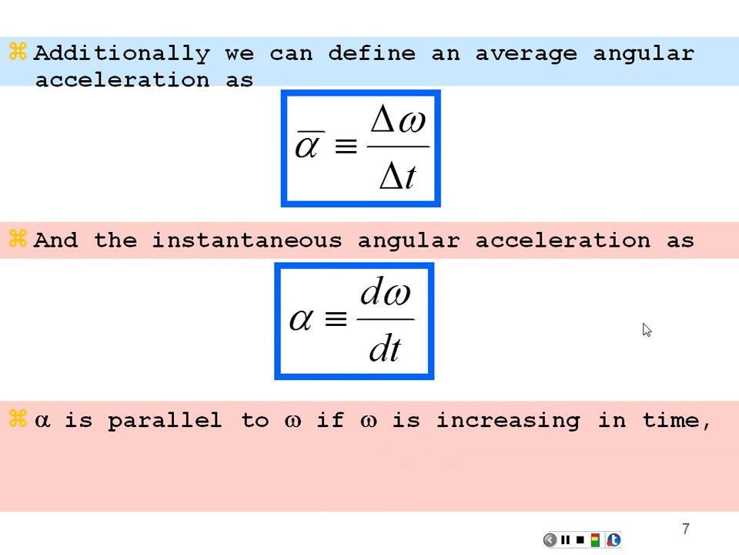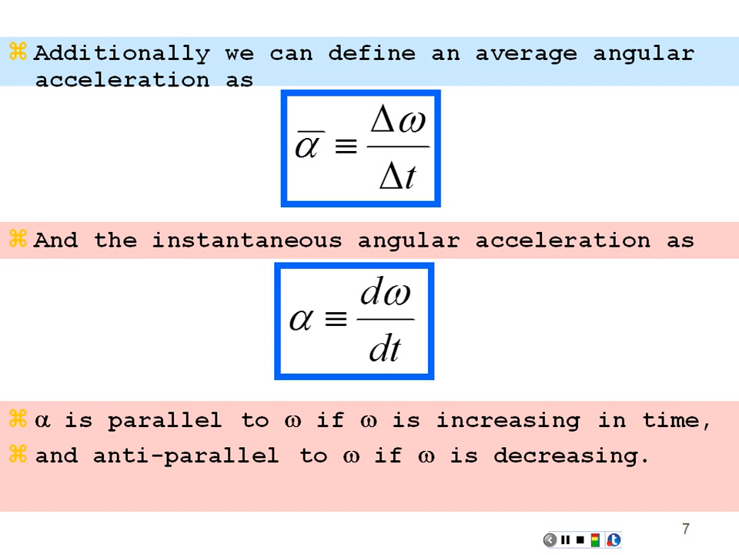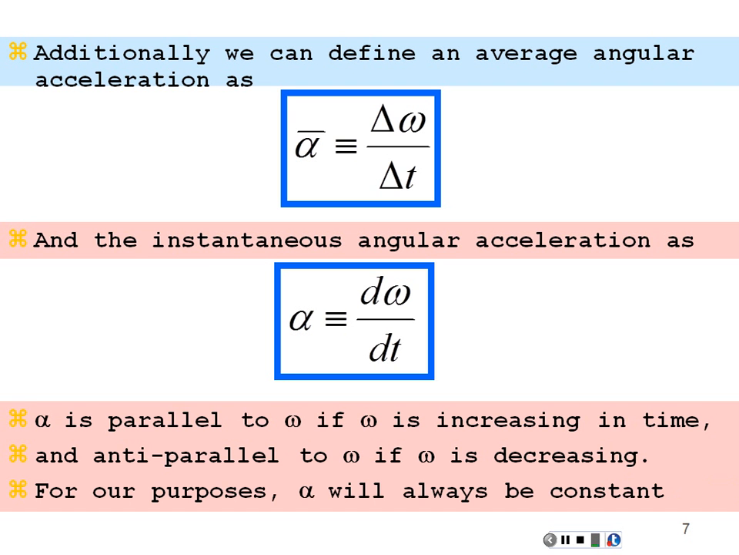This angular acceleration is parallel to the angular velocity if the angular velocity is increasing in time, and 180 degrees anti-parallel to the angular velocity if the angular velocity is decreasing in time. So increasing in time, same direction as the angular velocity. Decreasing in time, 180 degrees, opposite direction. For our purposes, our angular acceleration alpha will always be a constant quantity, so the average angular acceleration will be the same as the instantaneous angular acceleration.